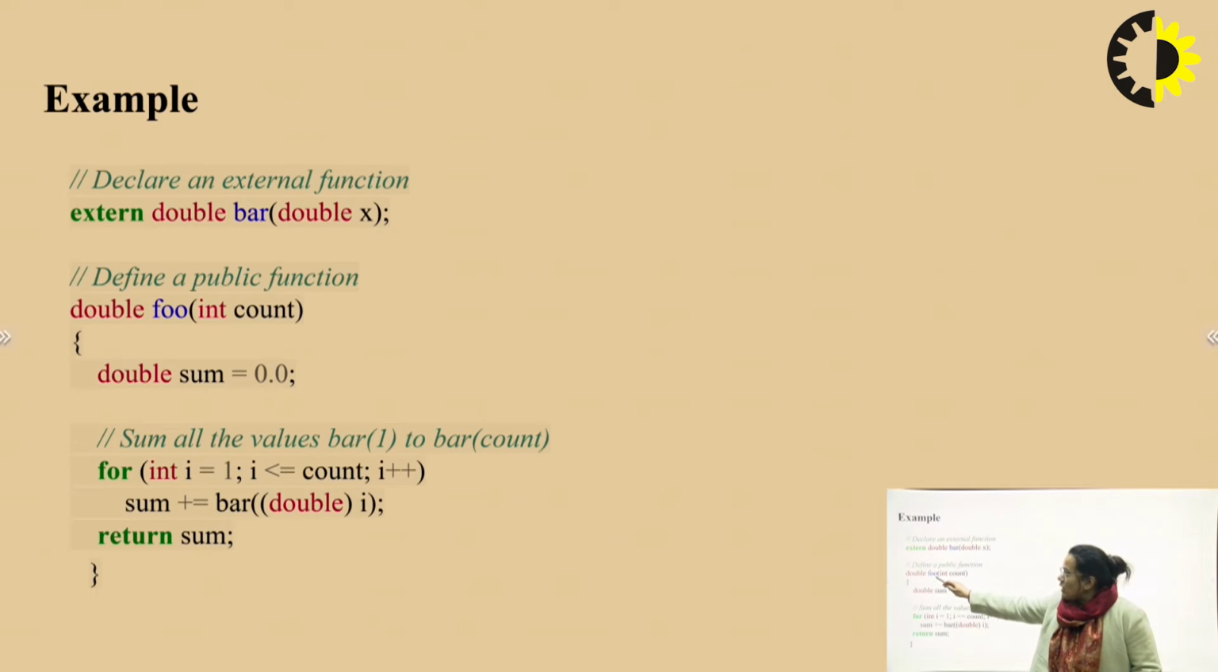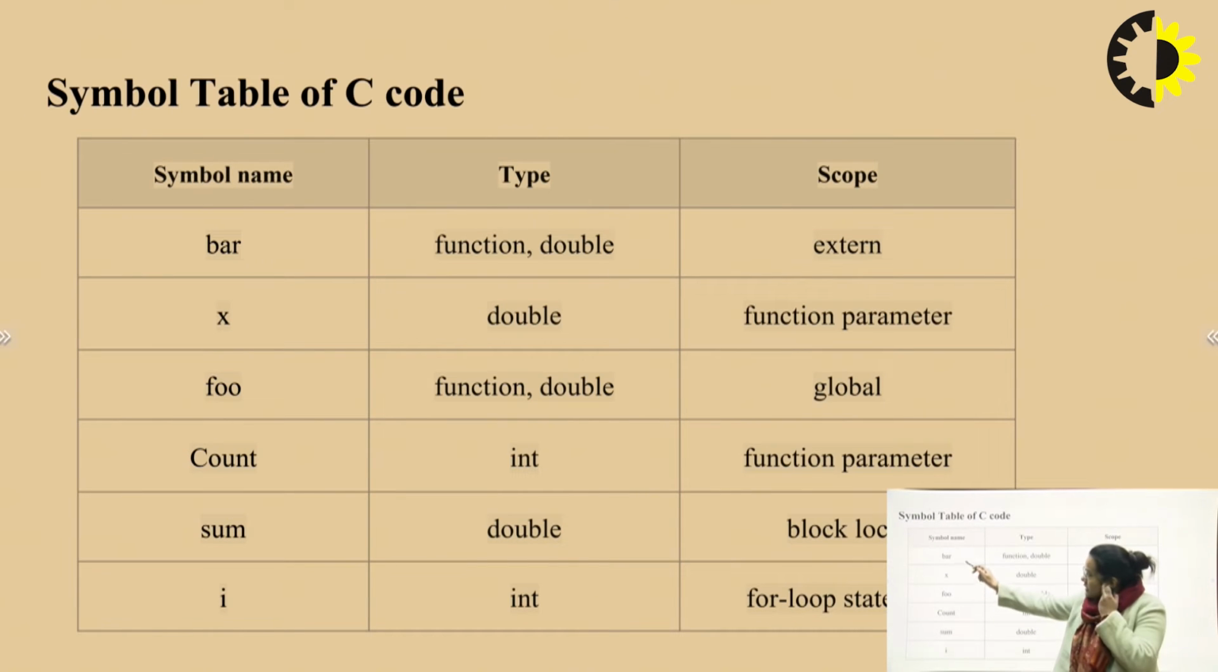Foo is also a function, public function, and its return type is double, and its scope is public. This is the symbol table for bar. It is a function of type function returning double, and its scope is extern. X is of type double and it is a function parameter. Foo is also a function with return type double and scope is global.